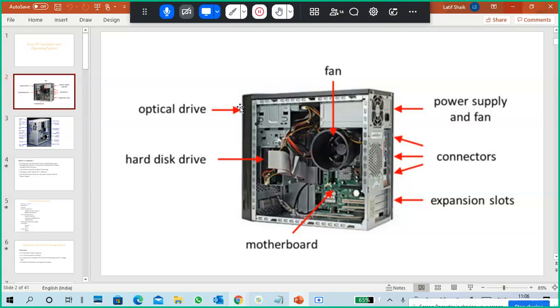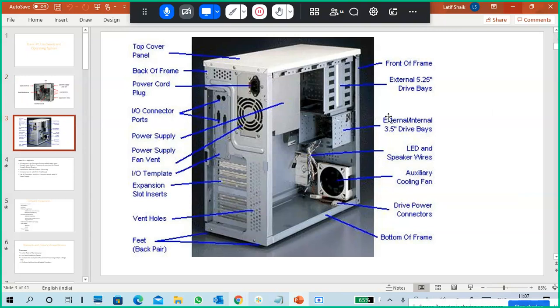So the outer layer, whenever you see this kind of stuff, it is called a cabinet. Most of the people call this one a CPU. It is not a CPU. It is a cabinet or chassis. If you want to know how it looks and more details, you can go to Amazon or anything.